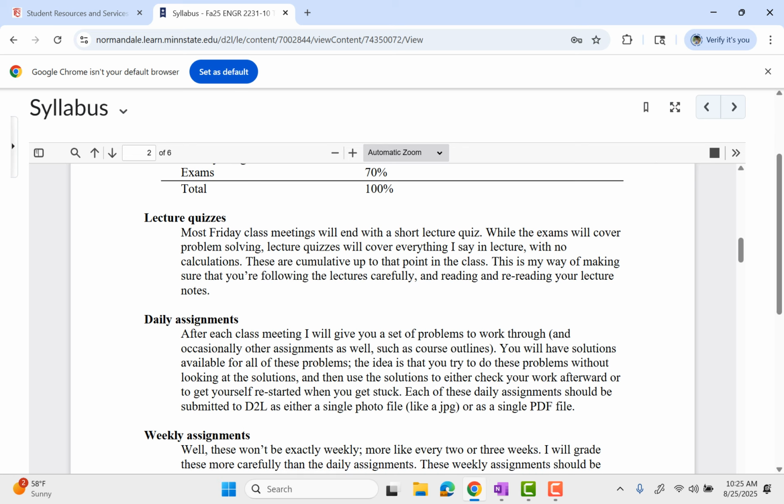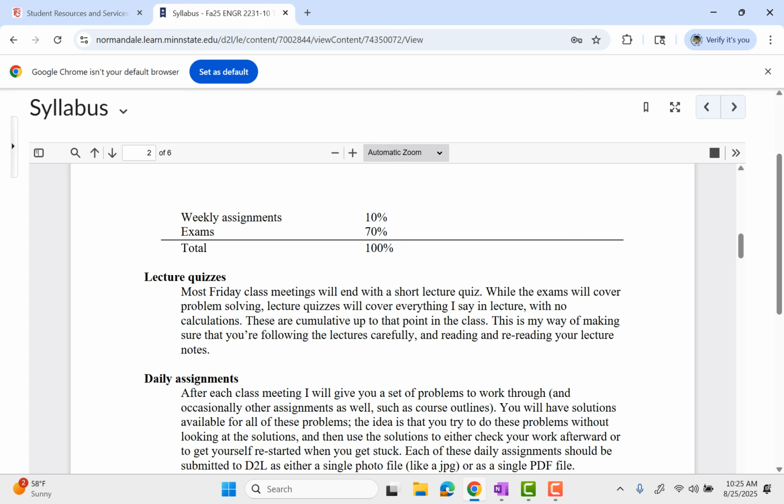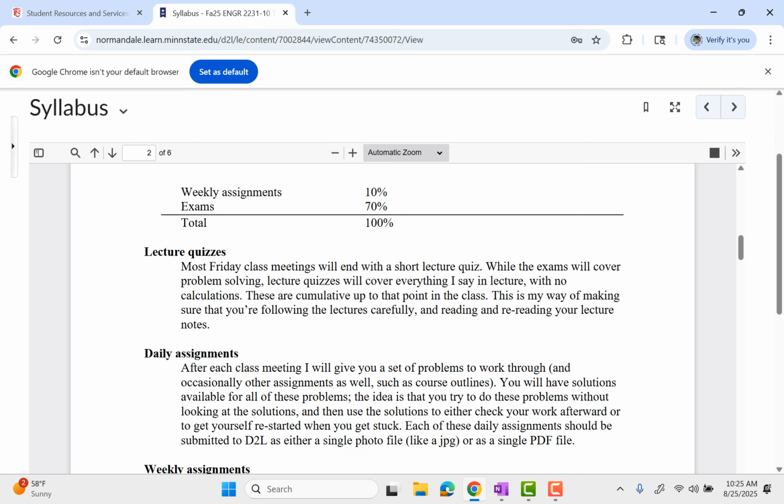There's going to be several of these. They add up to 10% of your grade. So each individual quiz has a pretty small effect on your grade, but they just add up to 10%. There's not going to be any problem solving. It's just going to be short answer.